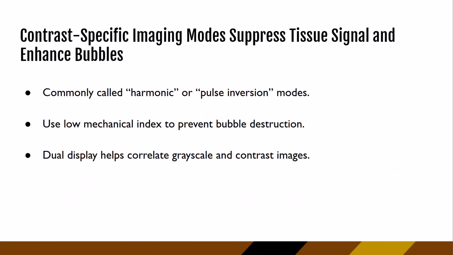So a lot of our more modern ultrasound machines are going to have a dedicated contrast mode, usually labeled somewhere in like a harmonic or a pulse inversion type functionality. These modes are going to be really good at suppressing the background tissue echoes and then help to amplify the signal from the microbubbles. And again, we usually use that split screen so we can see grayscale on one side and then that contrast enhanced mode on the other side.